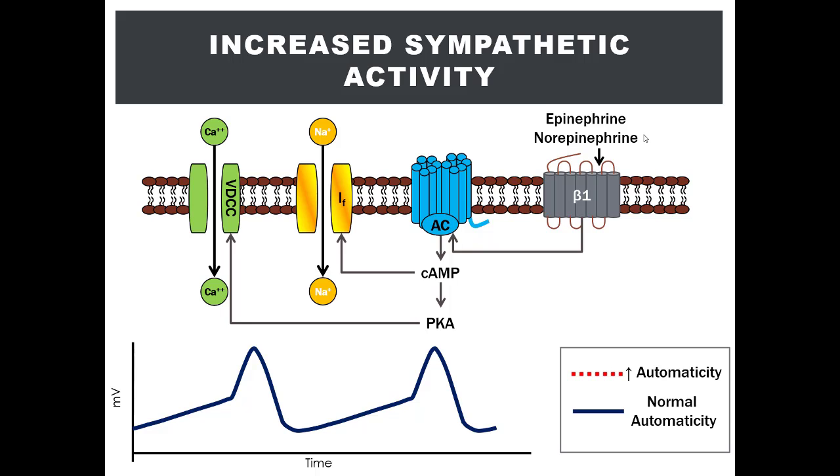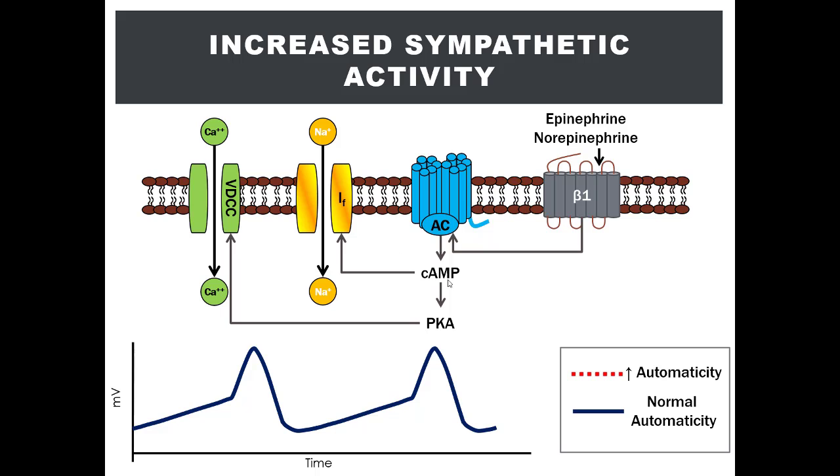On the SA node membrane, you have specific catecholamine receptors called beta-1 adrenergic receptors, and that is indicated here on the figure. When epinephrine and norepinephrine, again, your catecholamines, are released during sympathetic activity, like during exercise, they can bind to these beta-1 adrenergic receptors on the SA node membrane. This subsequently stimulates a signaling pathway, which involves the activation of an enzyme called adenylate cyclase, which leads to an increase in cyclic AMP, or cAMP for short. An increase in cAMP stimulates increased sodium influx through the funny channels.